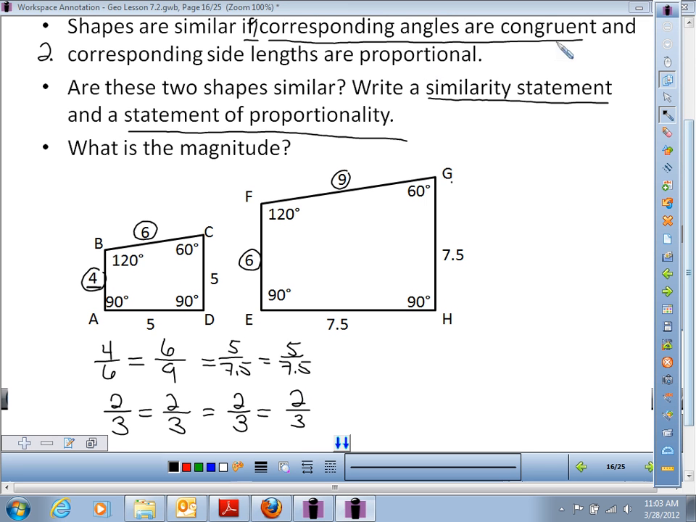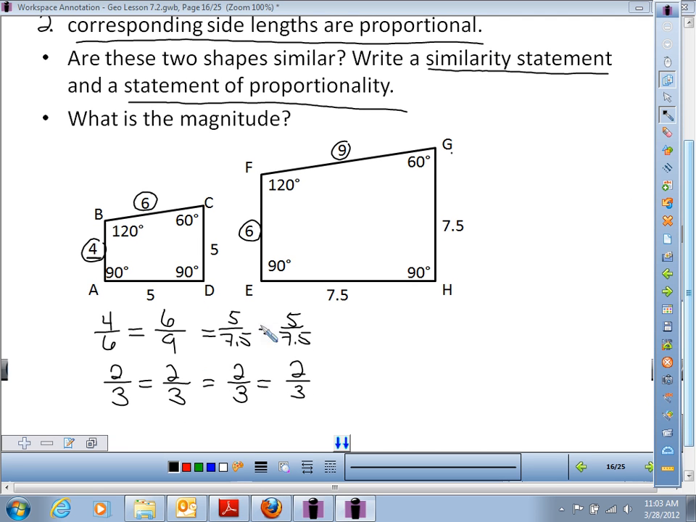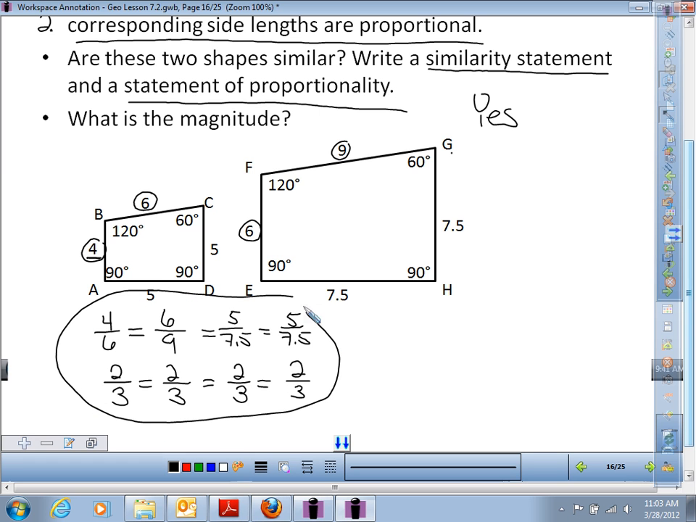The corresponding angles were congruent, and then the corresponding side lengths are proportional, meaning the ratios of corresponding sides are all equal. So are these two shapes similar? We say yes, they are. And we proved it right down here. Here's our proof of why. So those corresponding side lengths are proportional.